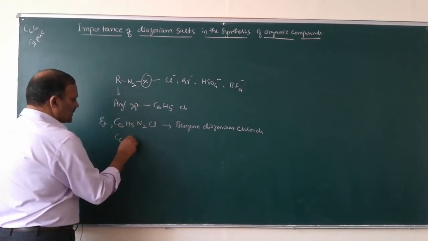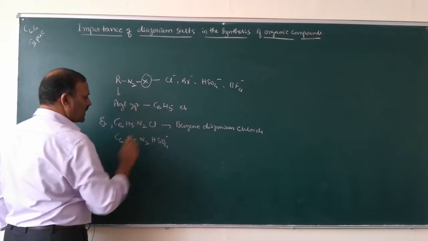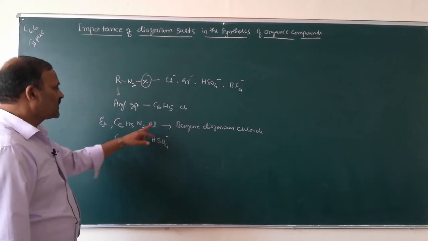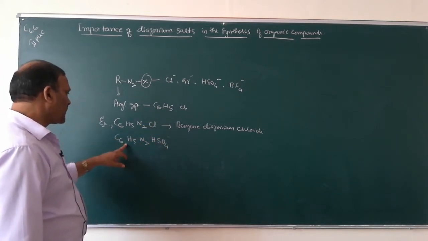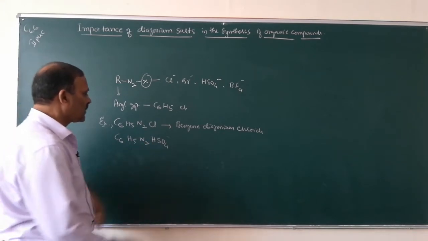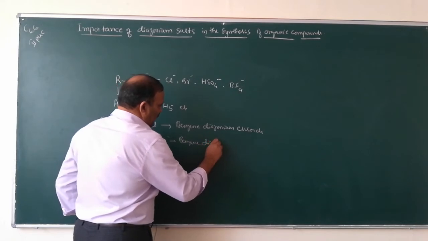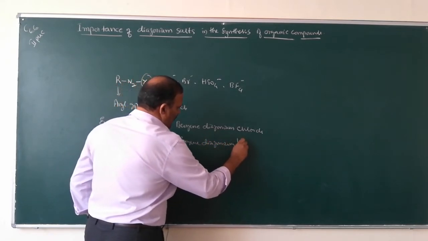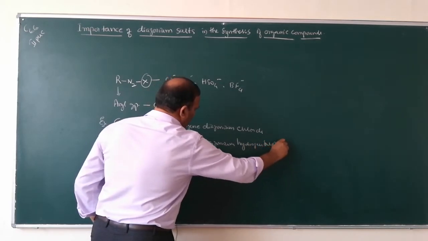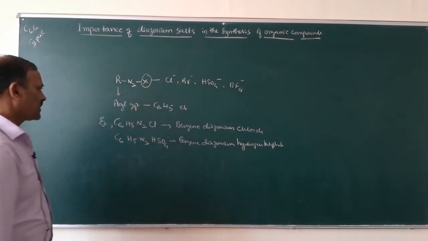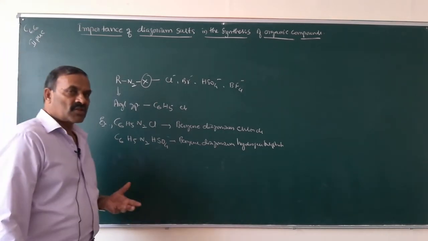So, C6H5N2HSO4 minus. So, instead of Cl minus, if I introduce HSO4 minus, what does this compound become? Benzene diazonium hydrogen sulfate. I have discussed all these things in your later classes. For your revision, I am telling what are benzene diazonium salts.